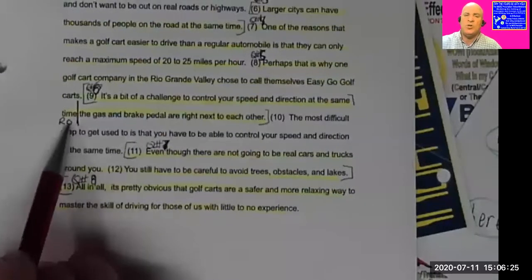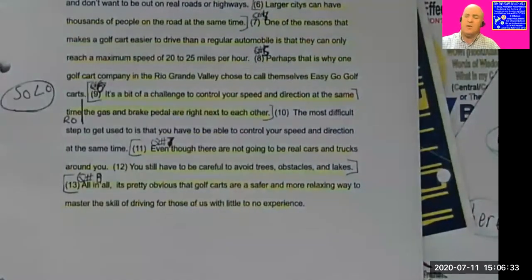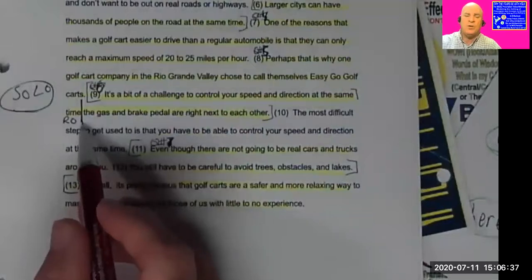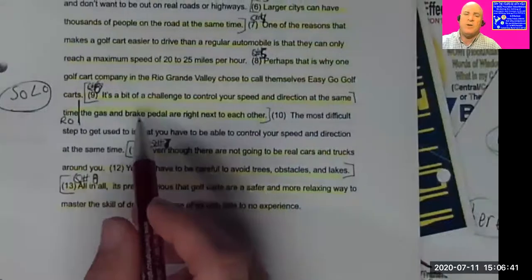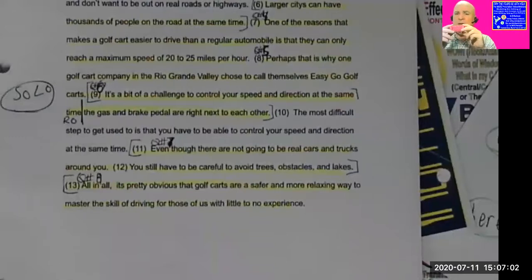So what it's telling you when you read SO softly or LO loudly, when you're doing it solo by yourself, hey, there's a warning. There are too many words here without a punctuation mark. The gas and brake pedal are right next to each other, period. So I would bounce my real or imaginary ball on the floor for a period. And I would say, capital, It's, apostrophe S, a bit of a challenge to control your speed at the same time, run-on. The gas and brake pedal are right next to each other, period.